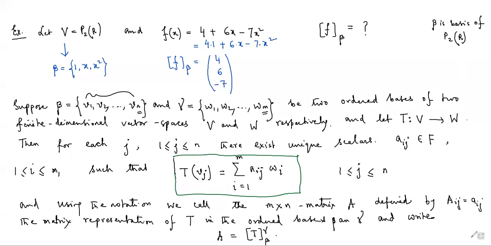In the second last line, what you have written: using the notation we call the m cross n matrix A defined by this, the matrix representation of T, where it is written as A equal to [T] from beta to gamma.